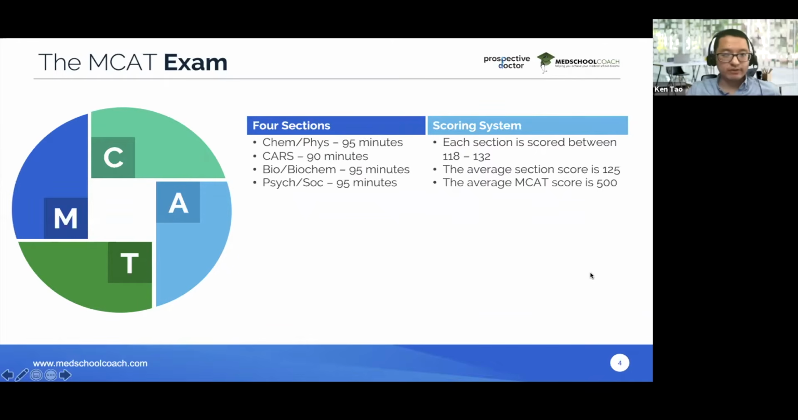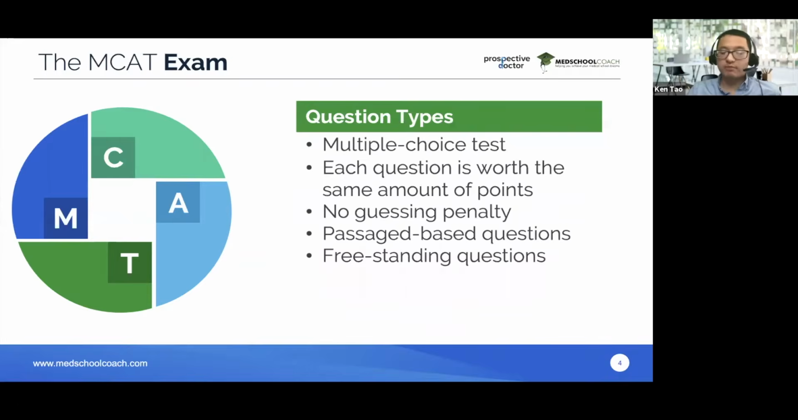Next, in terms of the format of the exam, it is a complete multiple choice test, and that means there's no free response whatsoever. Every question is worth the same amount of points, so there's no benefit to spending more time on one type of question versus another. And notably, there is no guessing penalty, so you never want to leave any question blank on the exam.